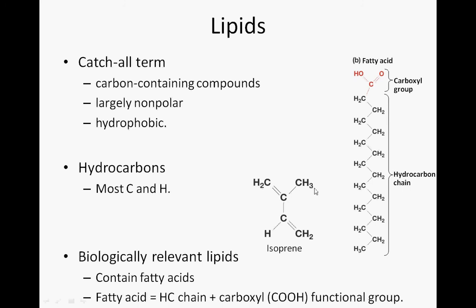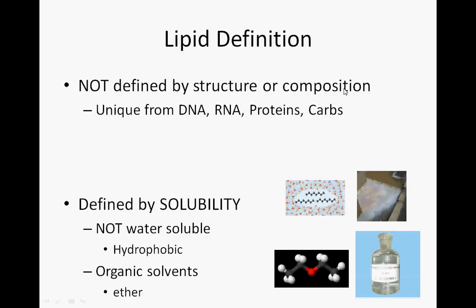This is called isoprene. This is a fatty acid, which we mentioned a second ago. The point here is that these hydrocarbon chains can be very short or very long. When they're long and coupled to a carboxyl group on the end, these are fatty acids, and these are the ones that are biologically relevant.